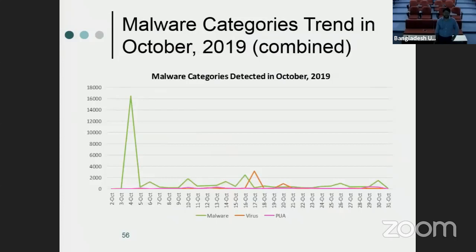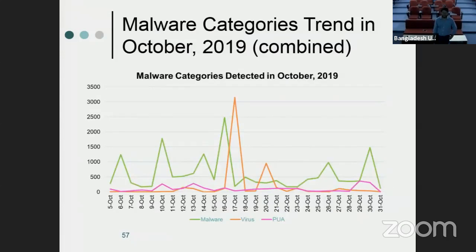Okay, so this is the trend for combined. If you combine all those things, this is malware over different days. We have a malware spike on the 4th October and other days. The reason for looking into this is that we are trying to find a pattern, whether there is a correlation in launching the attack, whether they are launching it on a particular or specific day.